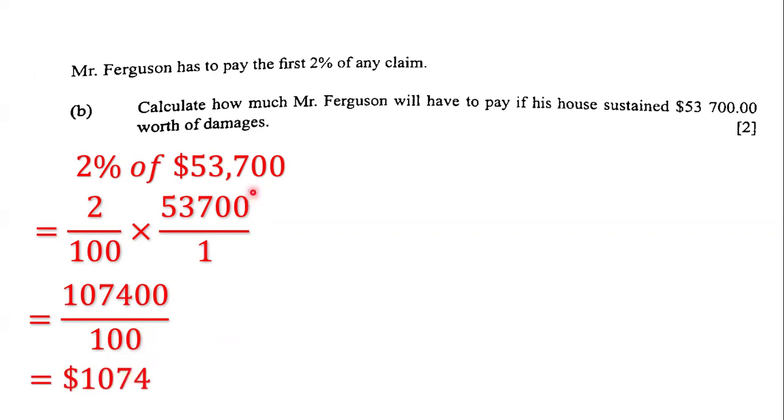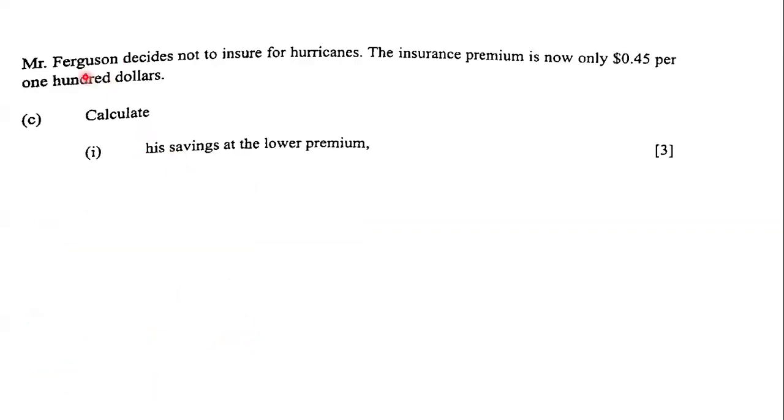And when we divide them, we get 1,074. And so that means that the amount that Mr. Ferguson will have to pay if his house sustained $53,700 worth of damages is $1,074. Next, it says that Mr. Ferguson decides not to insure for hurricanes. The insurance premium is now only 45 cents per $100. Calculate his savings at the lower premium.